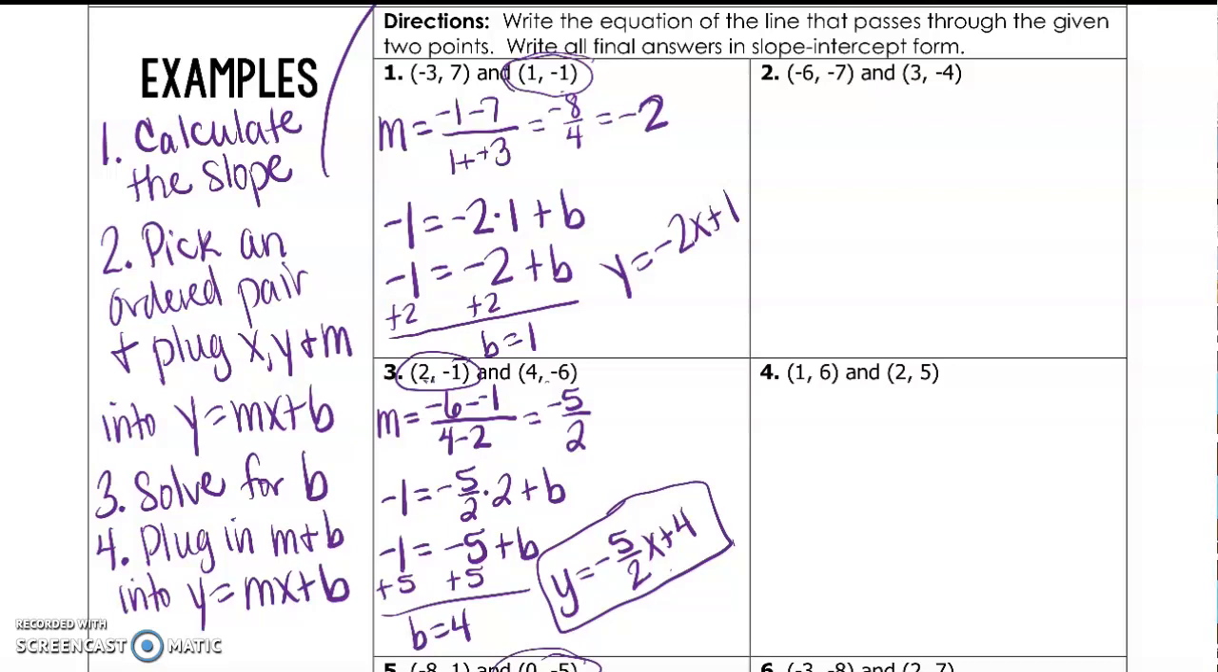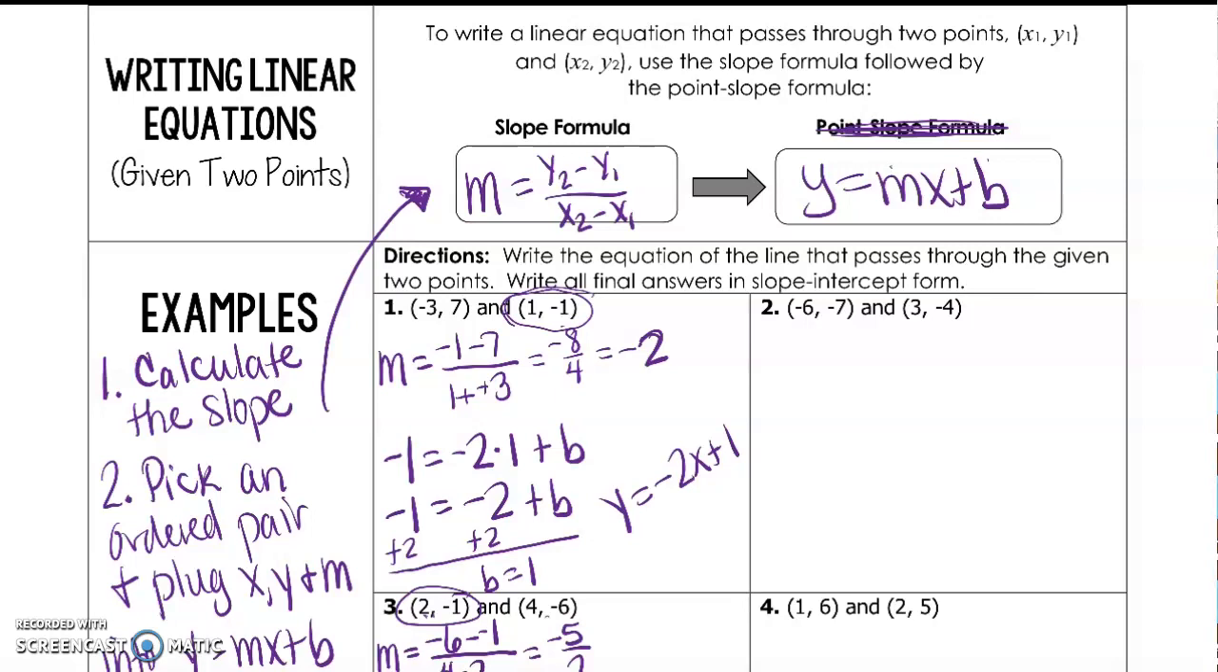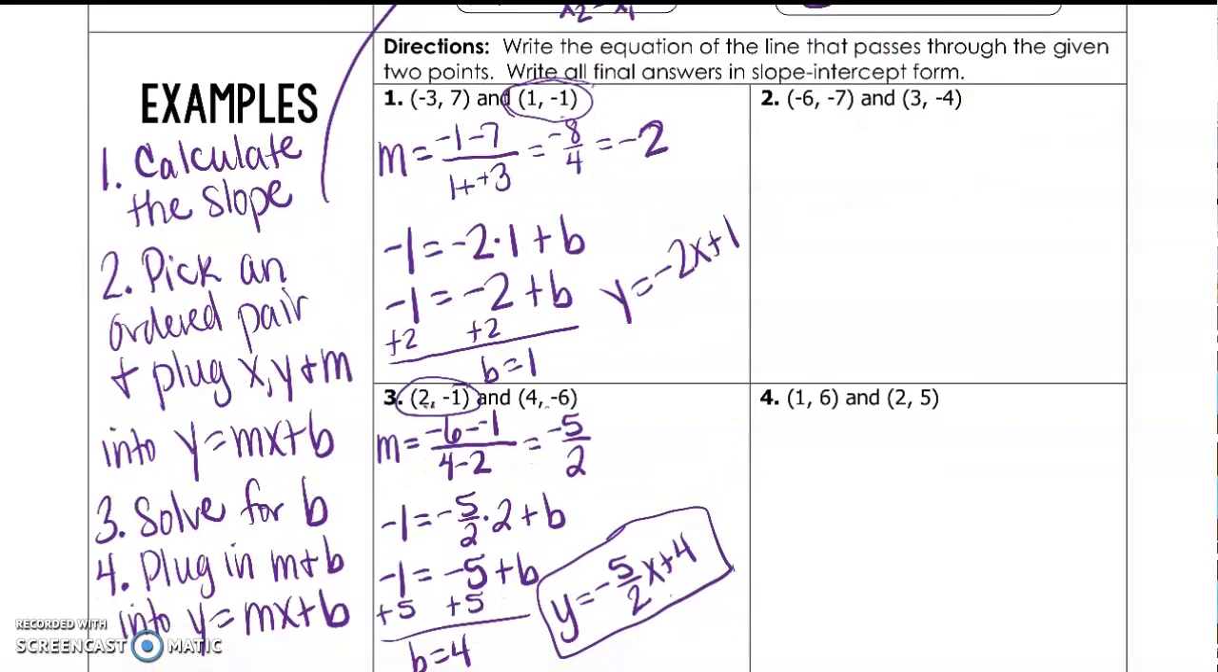This video will be the even problems on notes 417 and 418. So just a reminder of our steps. When you have two ordered pairs, the first thing you need to do is calculate your slope using our slope formula, y2 minus y1 over x2 minus x1. Once you have your slope, you pick one of your ordered pairs, plug in the x, y, and the m, the slope you calculated in step 1, into y equals mx plus b. You then solve for b and then write your final answer, y equals mx plus b, with your m and your b.